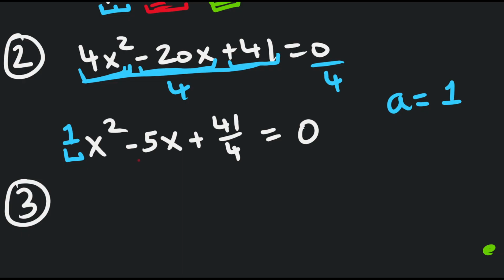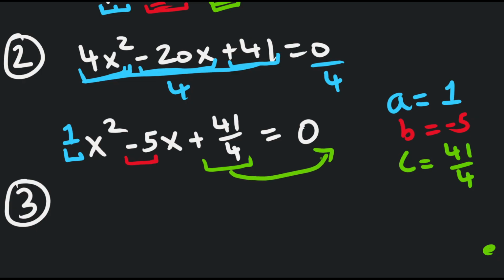And what is our new b? Our new b is -5. And what is our new c? Our new c is 41/4. Good. So our next step is we are going to move our c term to the other side of the equal sign. And how we're going to do that, let's actually just rewrite this.